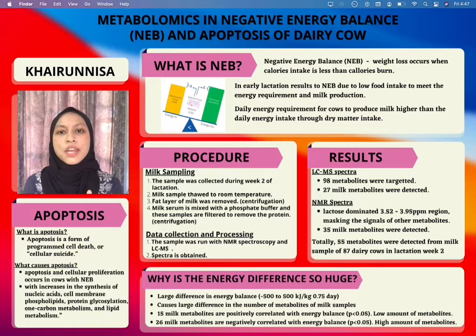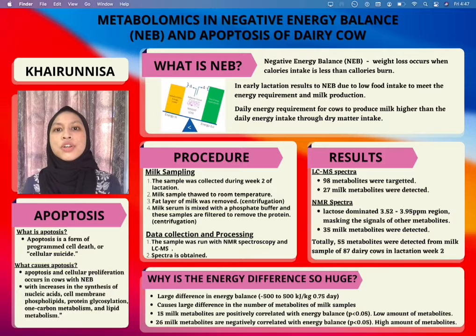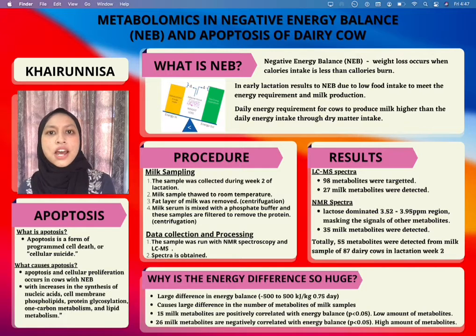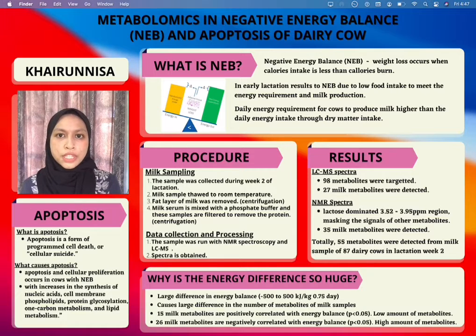Firstly, milk samples of 87 dairy cows were collected during lactation week 2. Then, the milk samples were brought to room temperature and the fat layer was removed by centrifugation. Milk serum is mixed with the phosphate buffer and these samples are filtered to remove the protein by centrifugation. The sample was run by NMR spectroscopy, and the spectra were obtained.